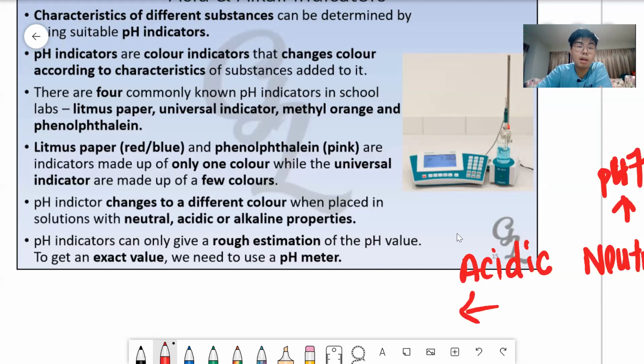Just like litmus paper. Blue to red, acidic. Okay? But acidic is pH 0 to pH 7, right? As in 6.9. Do you think that blue litmus paper turning red can tell you what pH number? Of course, it cannot tell you. Because if you test the blue litmus paper on pH 5, you will get blue change to red. If you test the blue litmus paper on pH 1, you will also get blue to red.